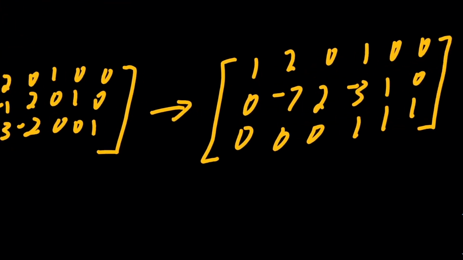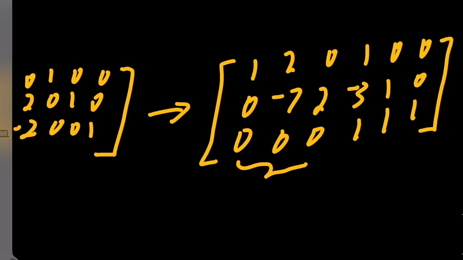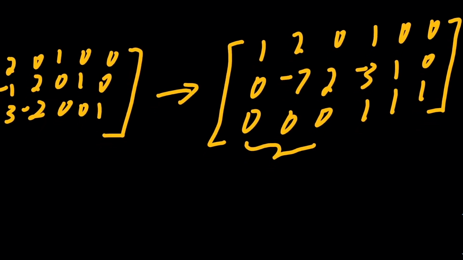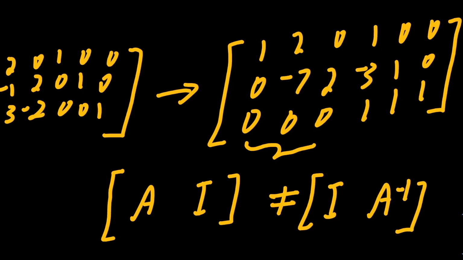And notice over here we have a row of zeros. This is an indicator that it's not possible to rewrite the adjoint matrix of the coefficient matrix and identity matrix in the form of the identity matrix to the inverse. Visually, it means that this adjoint matrix cannot be this adjoint matrix. This means that there is no inverse, or it is singular.